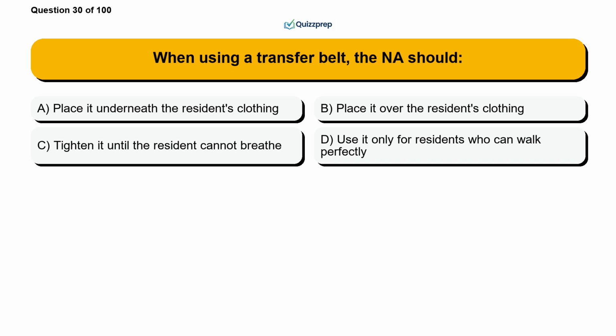Question 30. When using a transfer belt, the NA should: option A, place it underneath the resident's clothing; option B, place it over the resident's clothing; option C, tighten it until the resident cannot breathe; option D, use it only for residents who can walk perfectly.